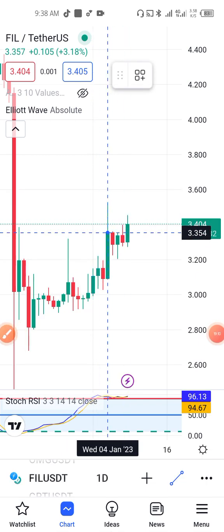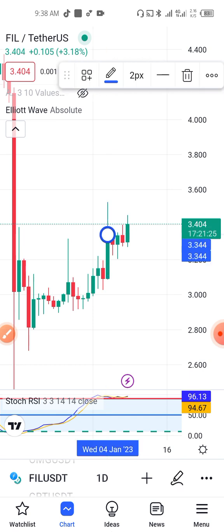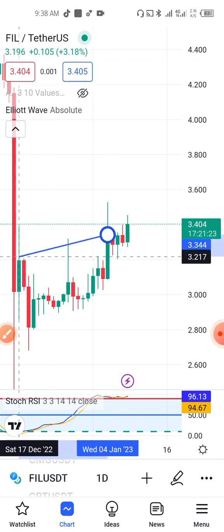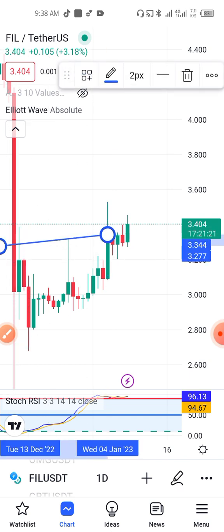Some people draw it on the wick, but of course the body is the best. You can draw it on the body. When I draw it on the body, then I come to this side. I have to draw it to this very side.